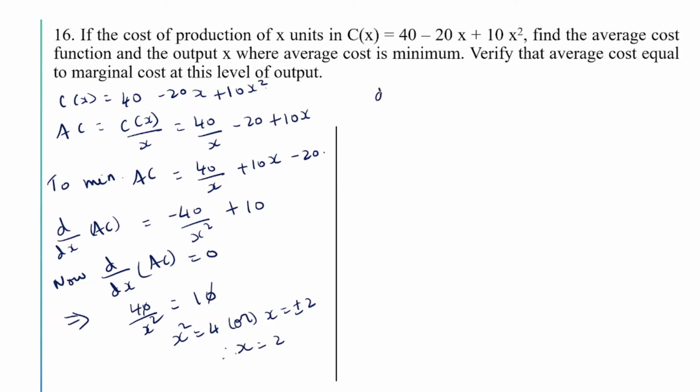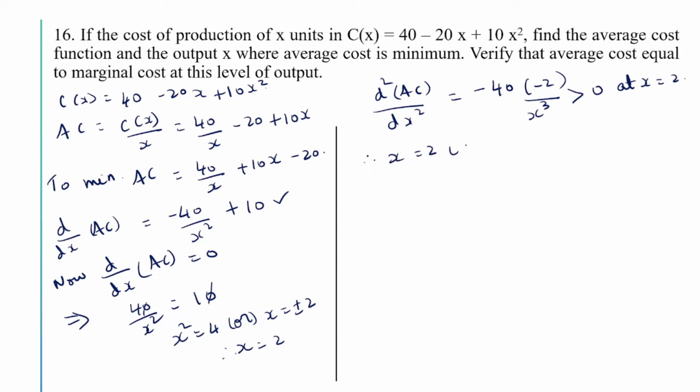Now we will find d square AC by dx square. So here we have to differentiate this. So it is equal to minus 40 into minus 2 divided by x cube. This is greater than 0 at x is equal to 2. Therefore, x is equal to 2 is a point of local minima.